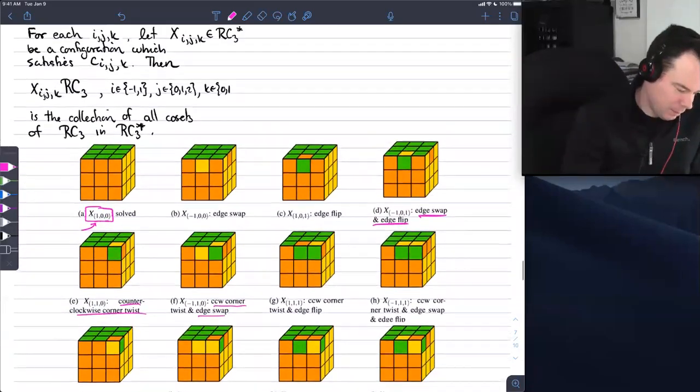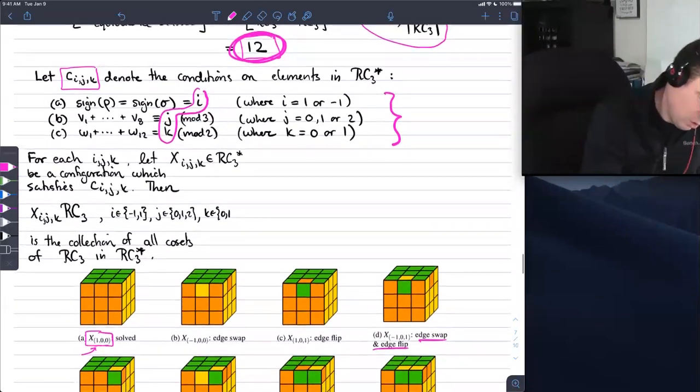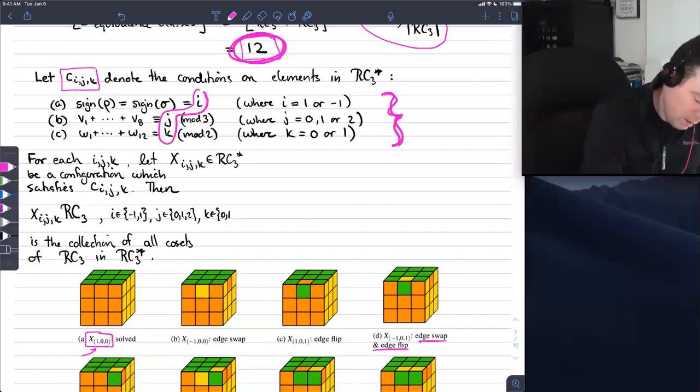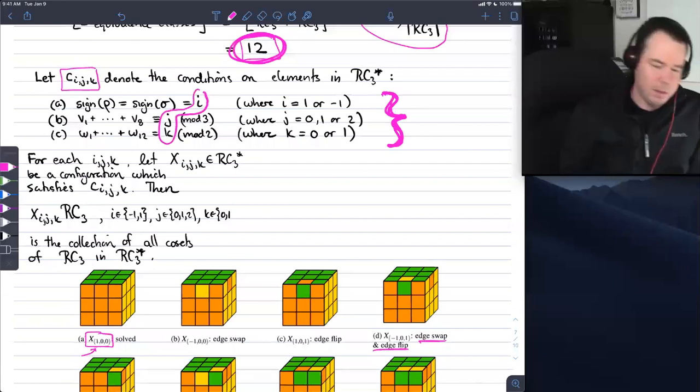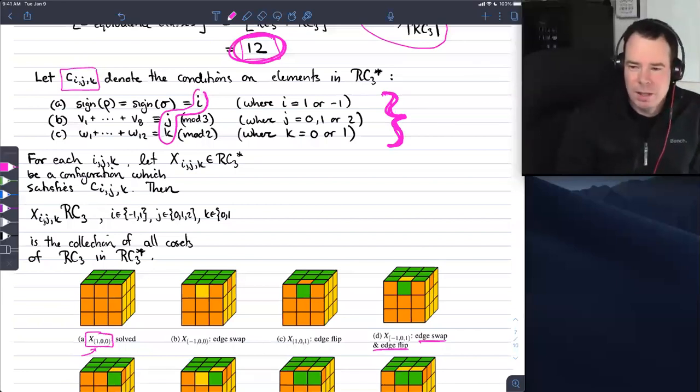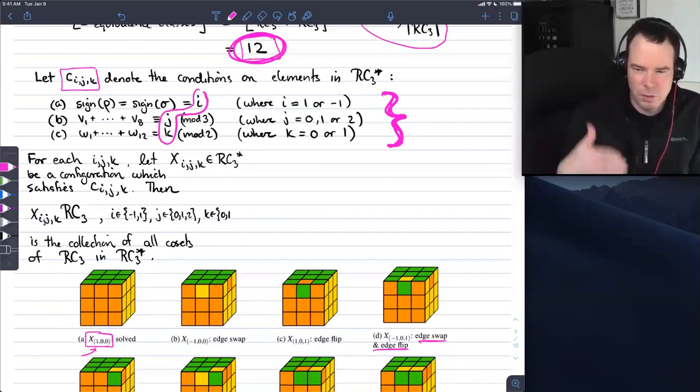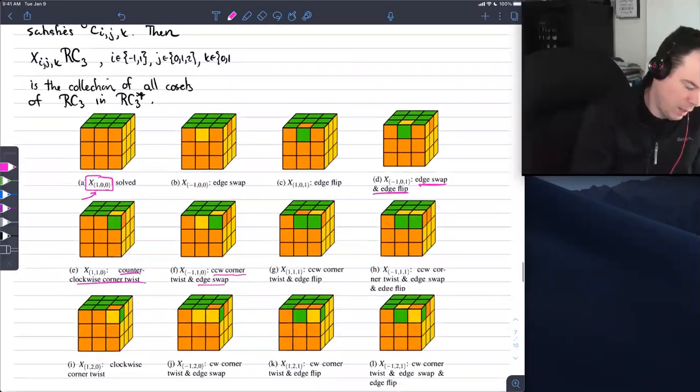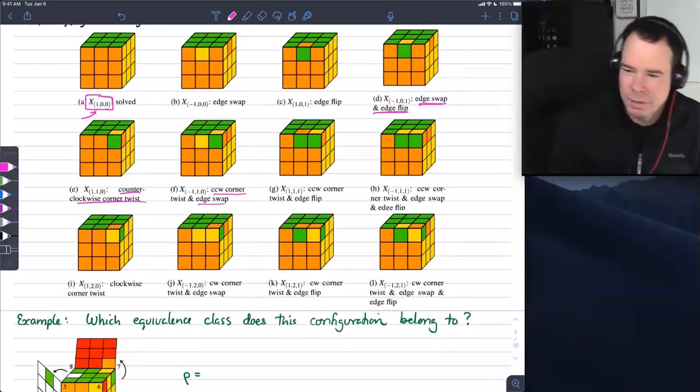Basically, I'm taking these 3 conditions here, and I'm just saying, what happens if I let I, j, and k be all the different values they could possibly be? I is 1 or -1, j is 0, 1 or 2, k is 0 or 1. So there's 2 choices for I, 3 for j, 2 for k. So there's 12 possible mix and matchings there for I, j, and k. And these are what they give rise to.